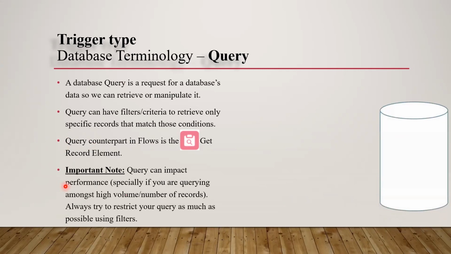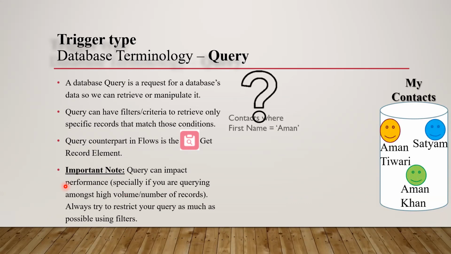Now, how does it appear? If I want to say, give me the contacts whose name starts with Aman. So there are contacts in my Contact object: Aman Tiwari, Satyam, and Aman Khan. So what I'll do is write a query or make use of the Get Records element. How does it go? That we will see using Flows. I'll show you how we can use this Get Records element.